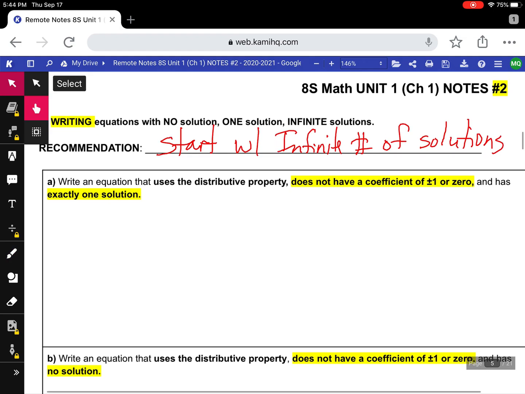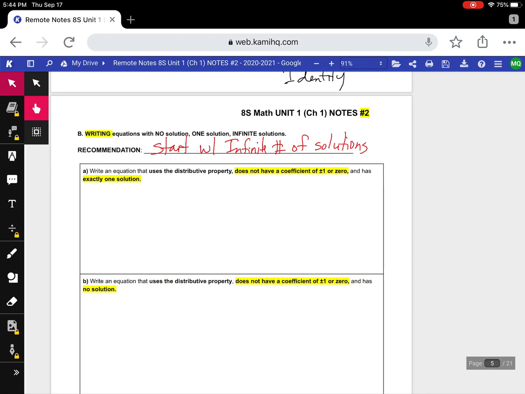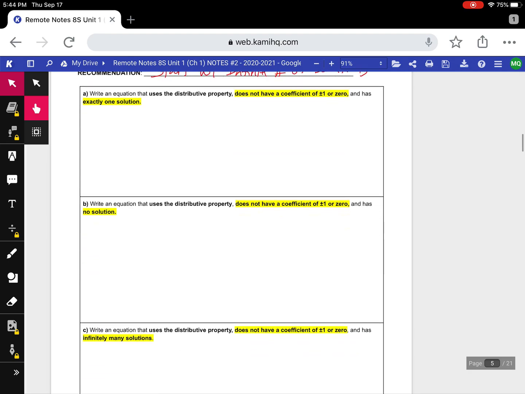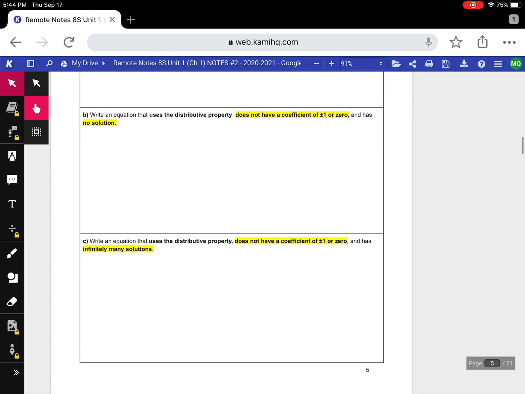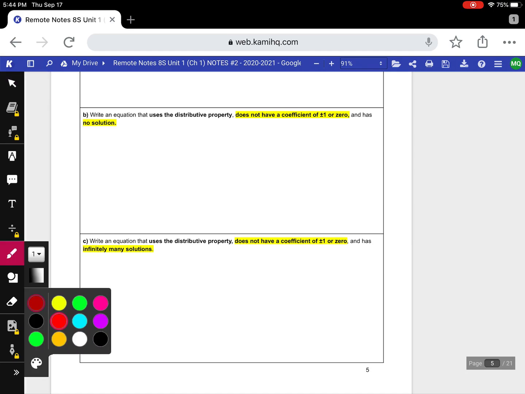Okay, so you can see in this problem, parts A, B, and C, they're asking us to write some equations where, when you solve, it says write an equation that uses the distributive property, does not have a coefficient of positive or negative 1 or 0, and has exactly one solution. B asks for no solution. C asks for an infinite number of solutions, okay? I always start with the infinite. This is where I start. Now, I hope you noticed that when we were solving these equations, when you have an infinite number of solutions, both sides end up looking the same.